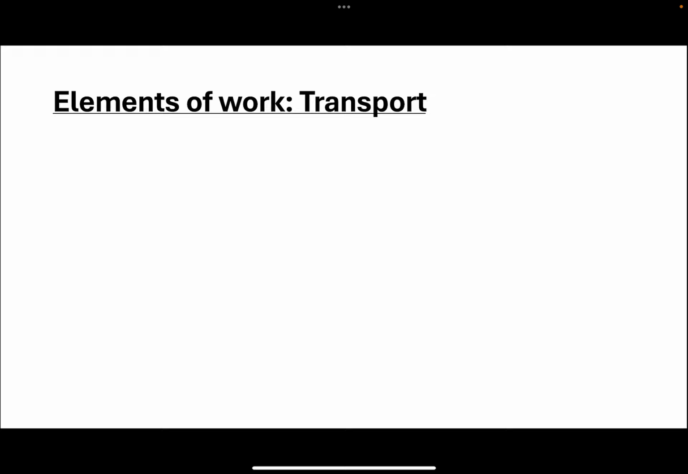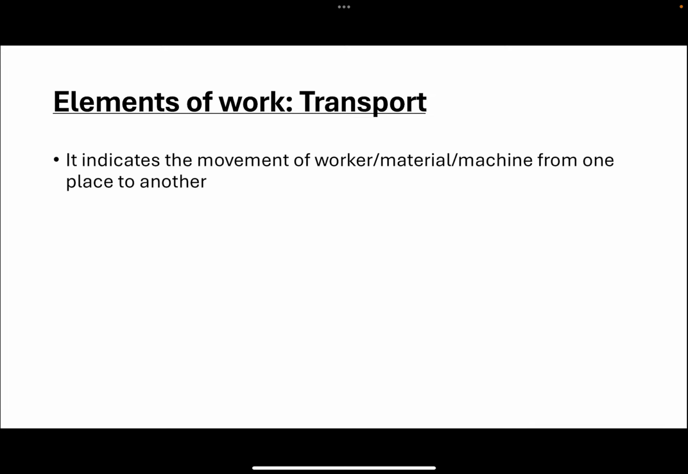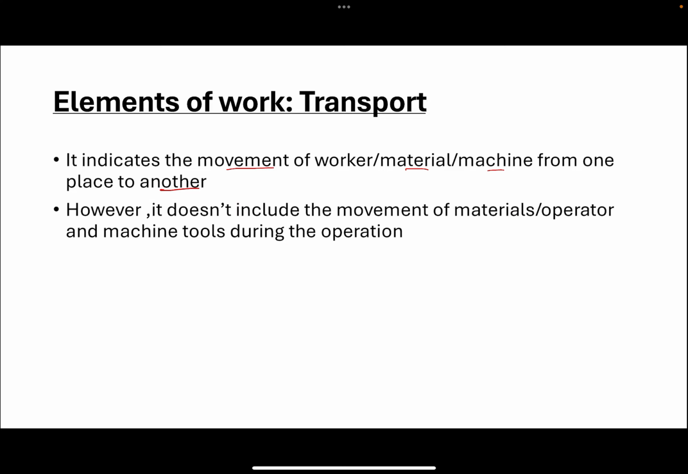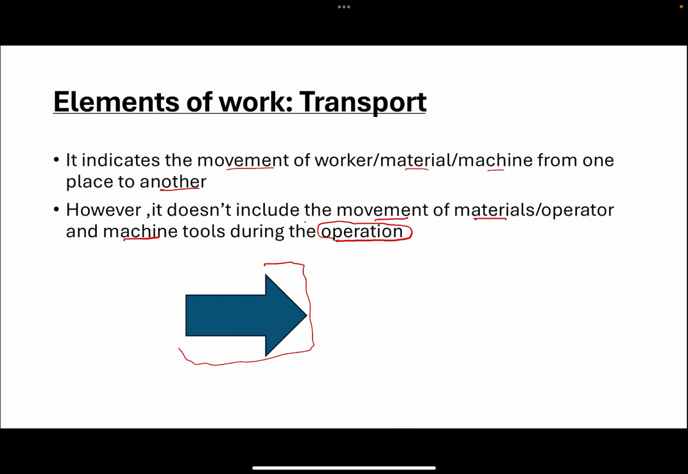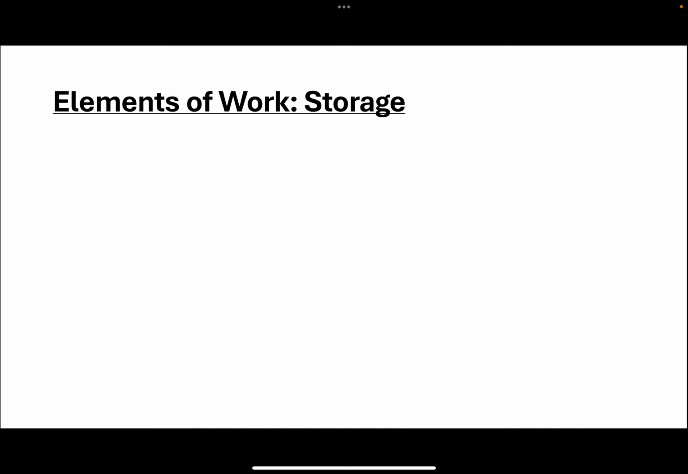Another element of work is the transport. So that means it is obvious. It indicates the movement of worker, material, or machine from one place to another. If we need to show the movement, then we will use the transport element of work. It does not include the movement of materials, operator, or machine tools during the operation. Okay, during the operation there may be a change, there will be motion of the operator or material, but that is not counted in the transport element of work. Okay, and this is depicted by this arrow. You use this symbol to show the transport element of work.